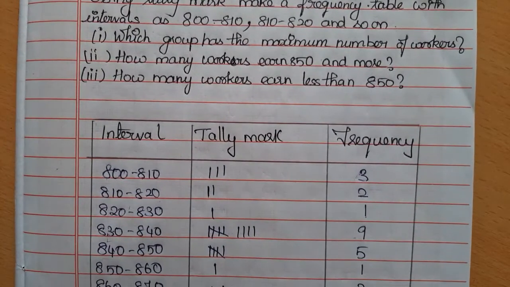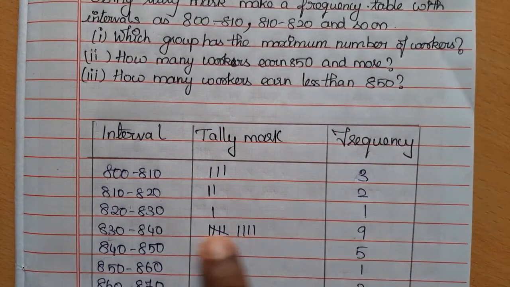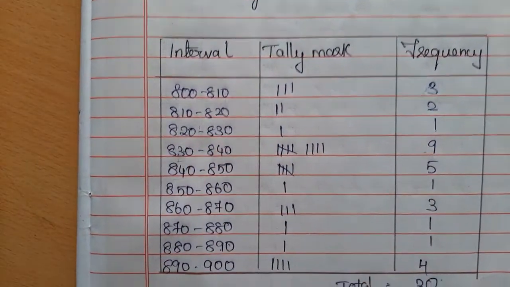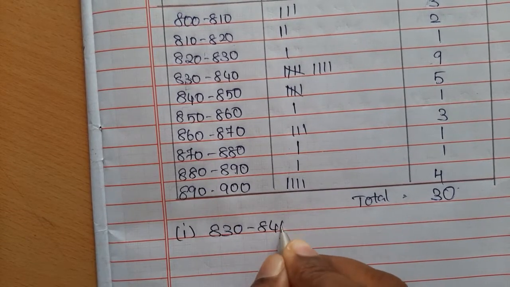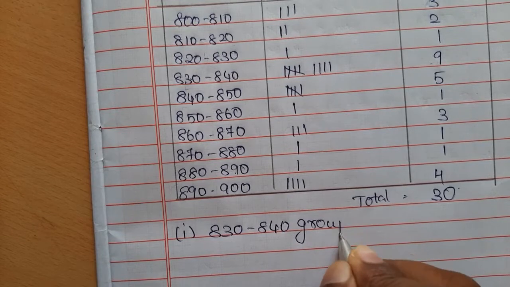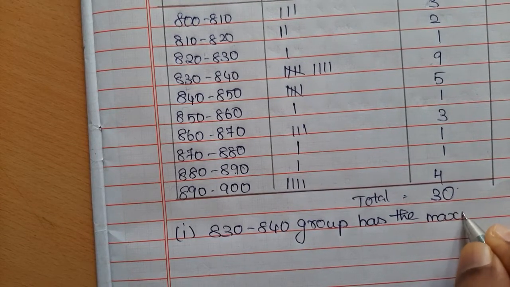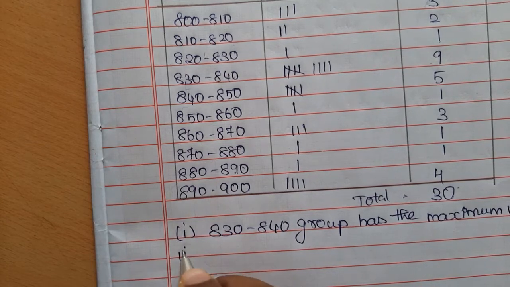So let me answer these questions. Which group has the maximum number of workers? Even from this we can find which is the greatest, or else from the figure also we can find it. It is from 830 to 840, and here also we can see 830 to 840. So the first answer is: the 830 to 840 group has the maximum workers. Clear? And what is the second question?